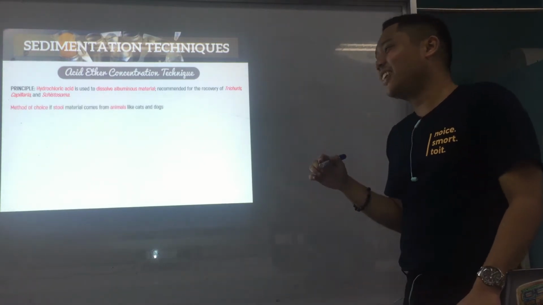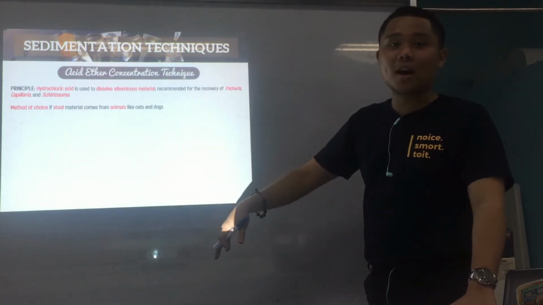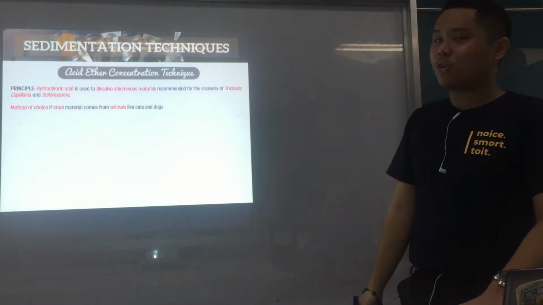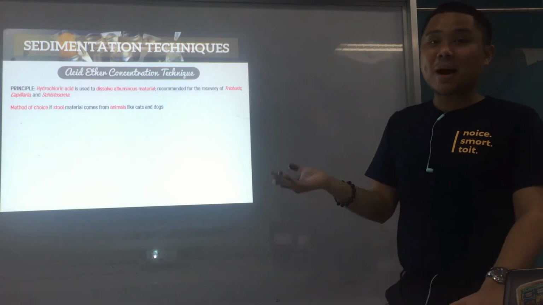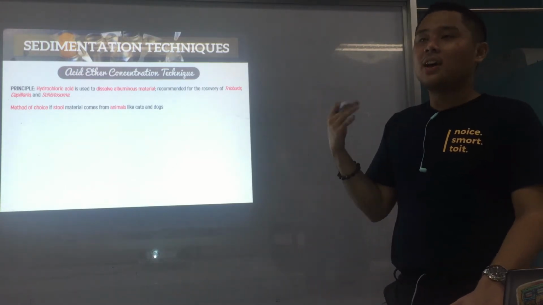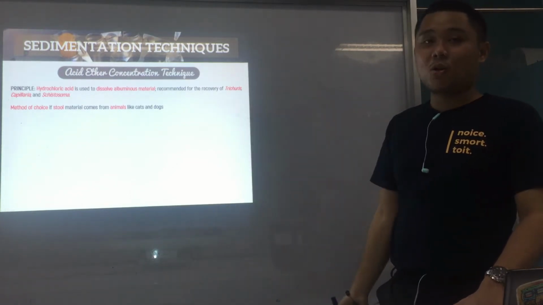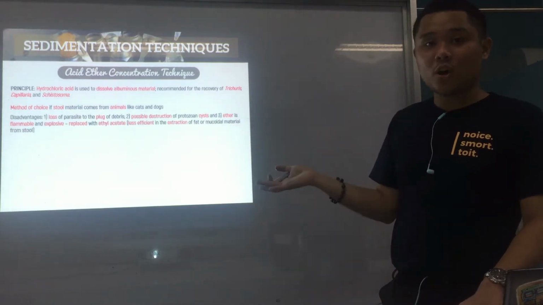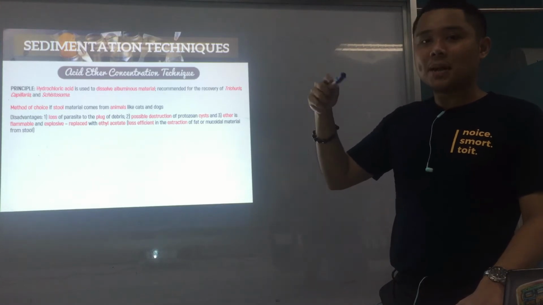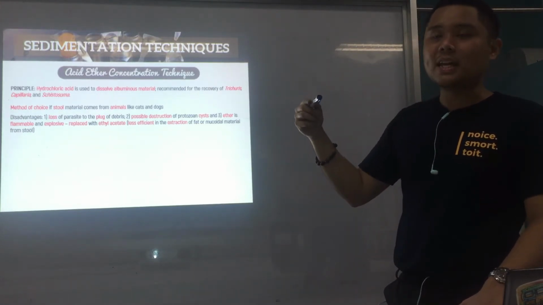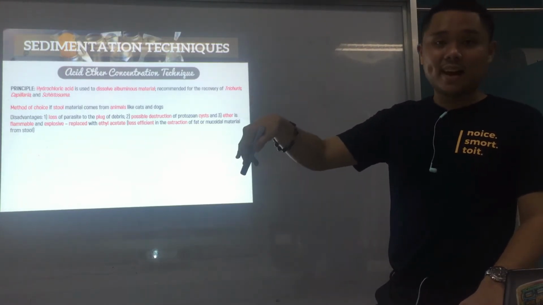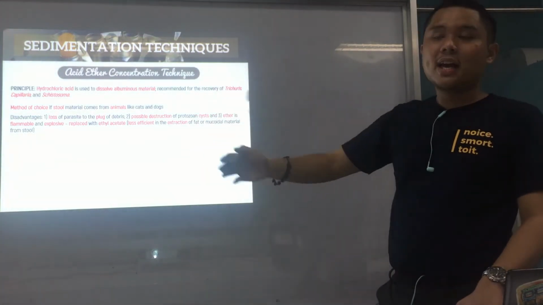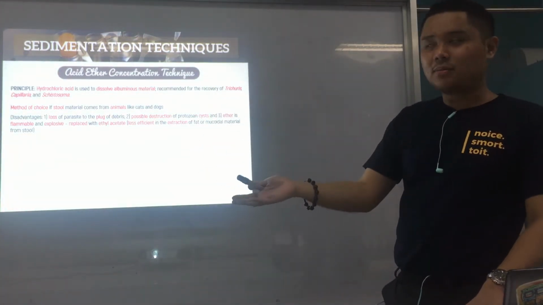Method of choice if the stool comes from animals like cats and dogs. So, if you want to look for parasites in your dogs or cats, you could use this concentration technique. Disadvantages: loss of parasites to the plug of fecal debris. Yes, we want to separate the fecal debris, but there could be parasites included there, so when we remove the fecal debris, they could be removed with it, okay?